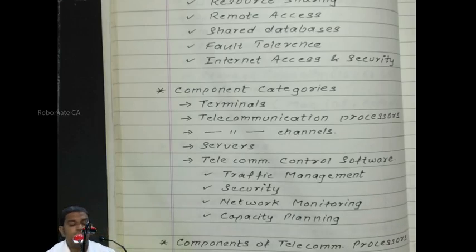Next we have telecommunication processors. That means whenever we are connecting computers with each other, there are some intermediate hardware devices required, and such hardware devices come in the category of telecommunication processors. See the word processor. And what are they processing? Not the data, but the process of communication. They help in the process of communication. That is called a telecommunication processor.